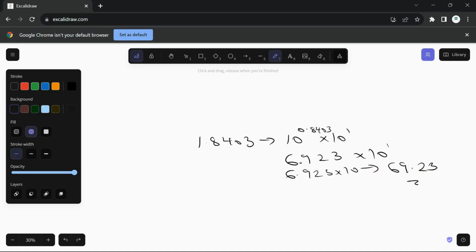69.23. So we are back to our initial value. If you go back, you see that this was 69.23, which gave us 1.8403 when we did the logarithm. Great. And if you use a calculator, you can say 10 raised to the power of 1.8403, and you see your answer there. You will see your answer to be 69.23. That's how you can also check if your value is actually correct.